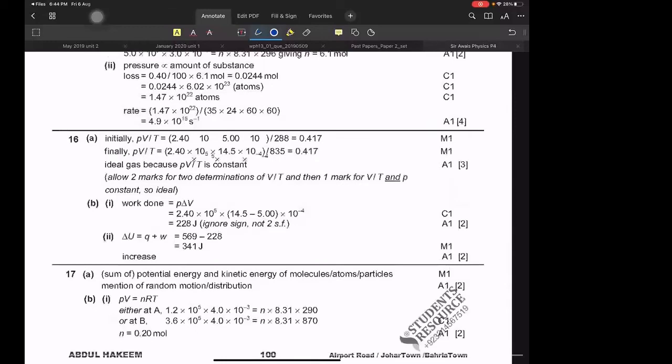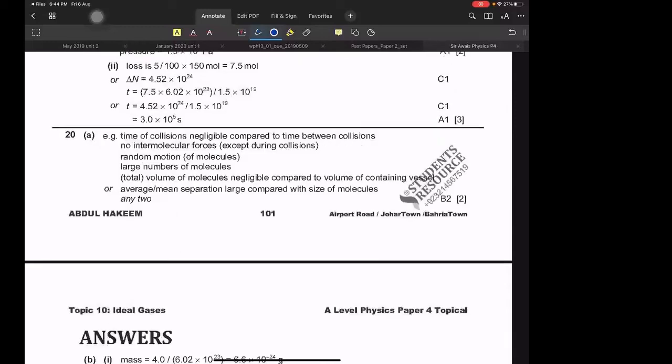अब उसने लिखा है all of it. Time of collision negligible. No intermolecular forces, random motion, large number of molecules, approximation करने के लिए total volume negligible compared to volume, average mean separation, large particle size 0. और ये उन्होंने size बताया कि the molecule size should be small enough compared to the container of the gas. ठीक है? Is it clear बच्चों? Yes, sir.